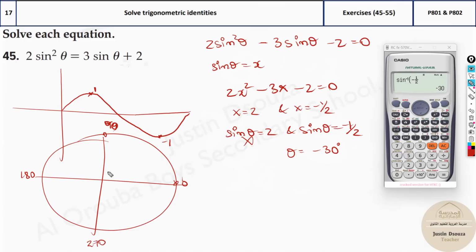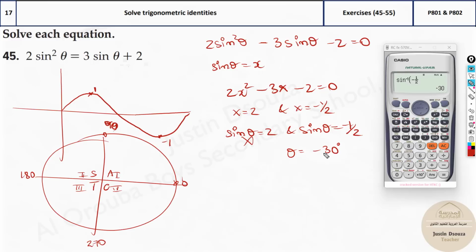Now, we need to know that there is something called the CAST diagram, C-A-S-T. This is the first quadrant, second quadrant, third, and the fourth. In the first quadrant, all are positive. That's good. But what is the second? Only sine is positive. Here only tan, and only cos is positive in the fourth quadrant.